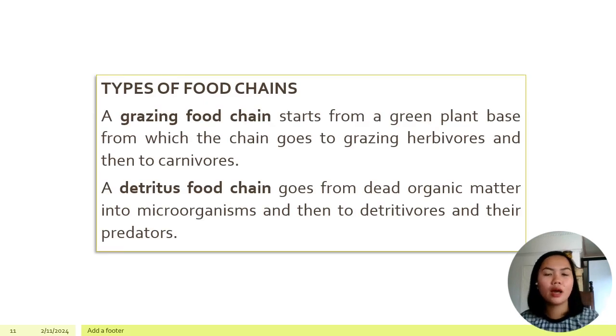And in food chain, we have two types. We have the grazing food chain, which starts from a green plant base from which the chain goes to grazing herbivores and then carnivores. And another one is the detritus food chain. From the term itself, detritus. When we say detritus, it pertains to dead. So the food chain goes from dead organic matter into microorganisms and then to detritivores and their predators. So these are the two types of food chain, the grazing food chain and the detritus food chain.